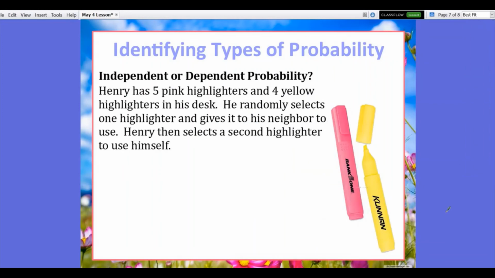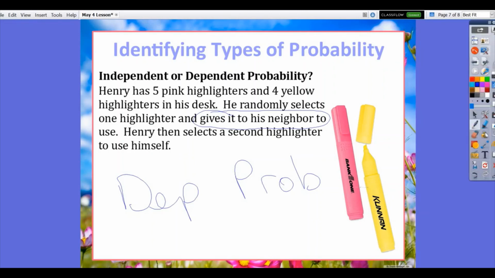Finally, it says Henry has 5 pink highlighters and 4 yellow highlighters. He randomly selects 1 highlighter, gives it to his neighbor. Then he selects a second highlighter. Well, he gave it to his neighbor. So that means the number in the drawer has changed. And if that changes, that means it's dependent probability. Okay? It's only independent if the same amount you picked from the first time is exactly the same thing you're picking from the second time. And in this case, he's giving something away. He is not replacing it. So that makes it dependent.